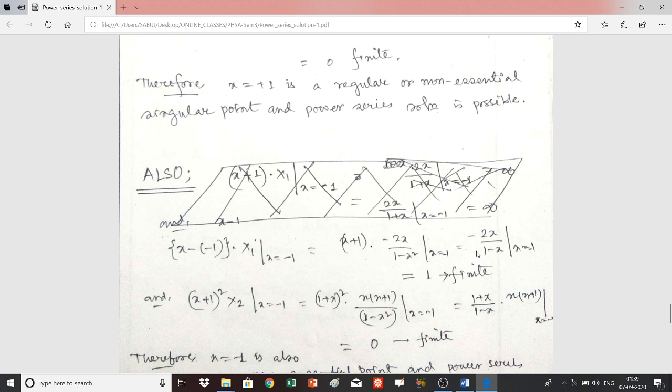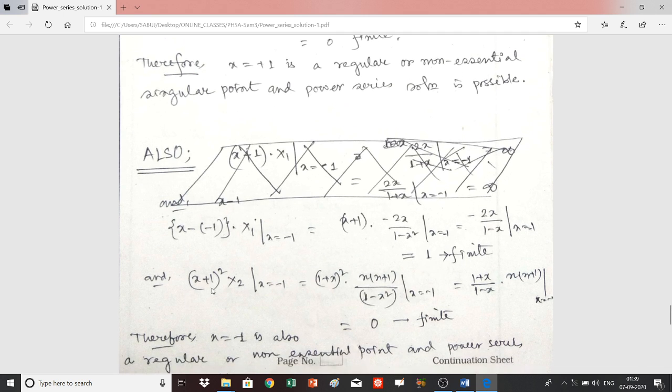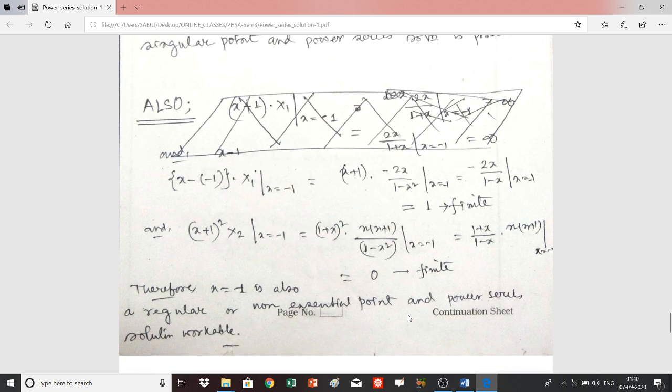So it is finite. And then the value of this term, that is (x minus a) whole squared into X2 at x equal to a. Here already we have seen that a is equal to minus 1, so it is (x plus 1) whole squared into X2, that is equal to (1 plus x) whole squared into n into (n plus 1) by (1 minus x squared), that is equal to (1 plus x), one term of (1 plus x) cancels out with one term of this, so that it will give (1 plus x) by (1 minus x) into (n plus 1), that is equal to 0, and it is a finite value.